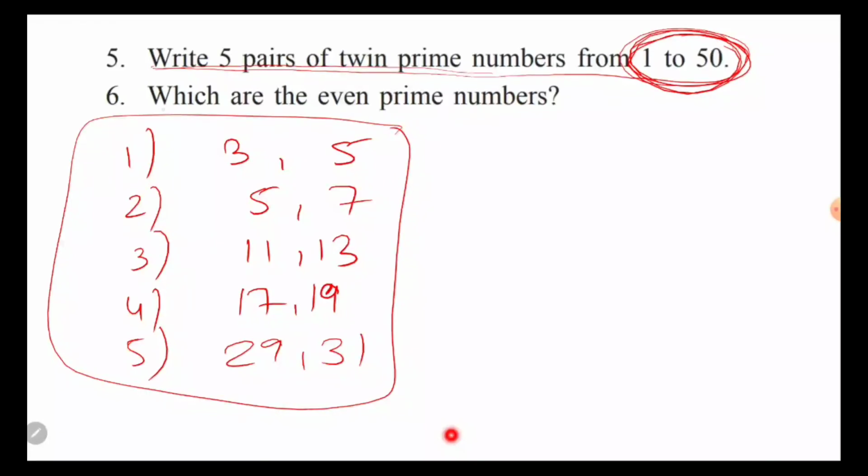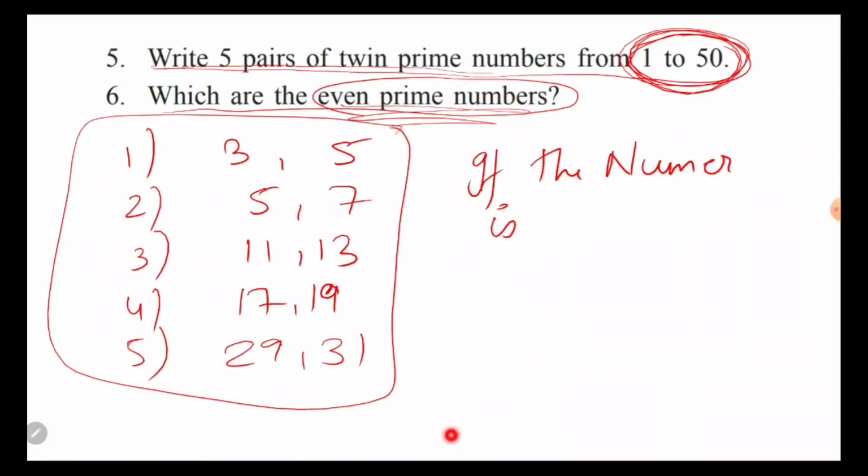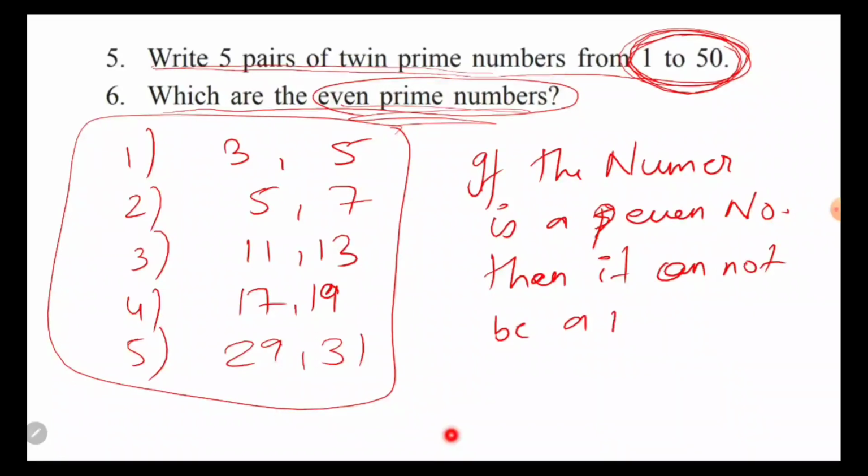Okay, sixth one, which are the even prime numbers? So are there any even prime numbers? क्योंकि मैंने अभी बताया if the number is an even number it cannot be prime. So we will just write if the number is an even number then it cannot be a prime number. So you have to just write this and this will finish your sixth sum.